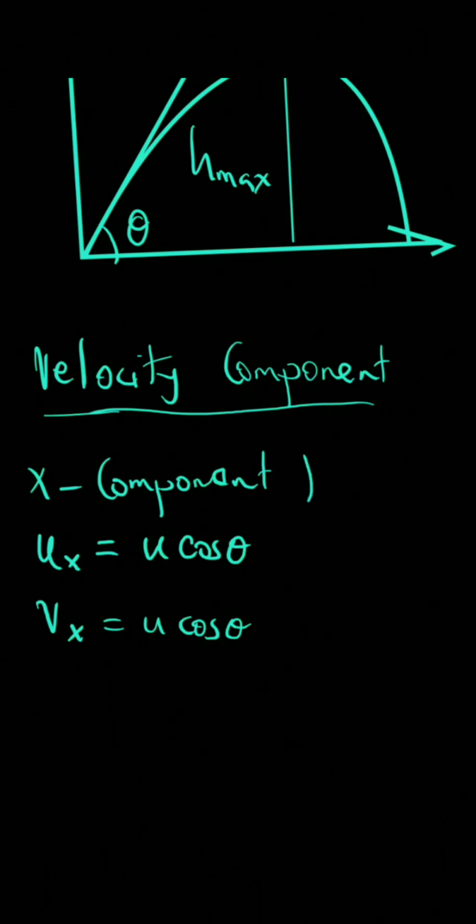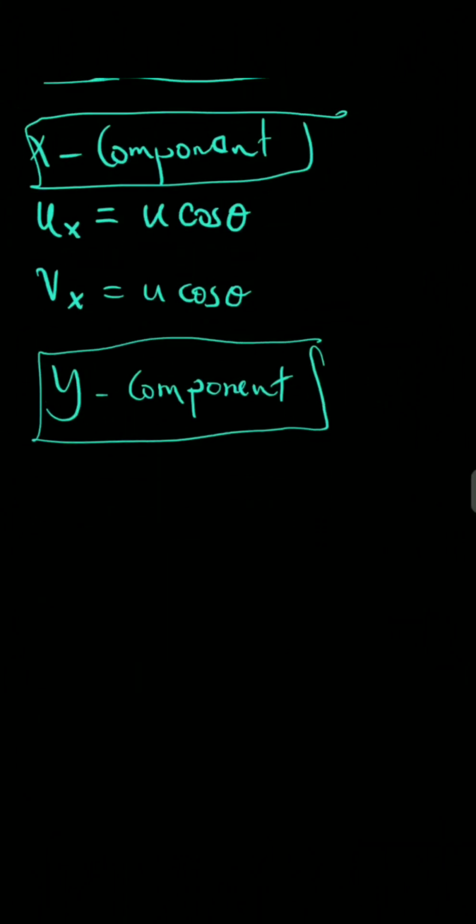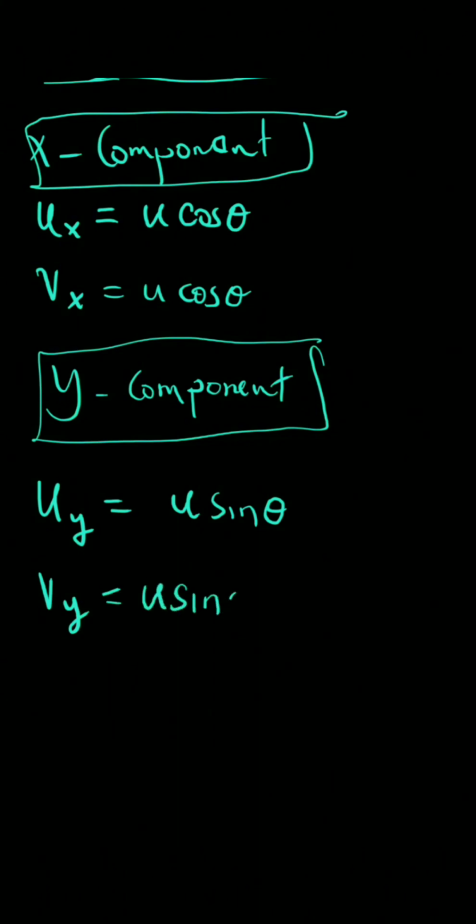So u cos theta. Now coming to the y components. For the y components, initial and final are not the same. The initial speed is equal to u sine theta. Then the final is given as u sine theta minus gt. We derived this in our previous discussion.